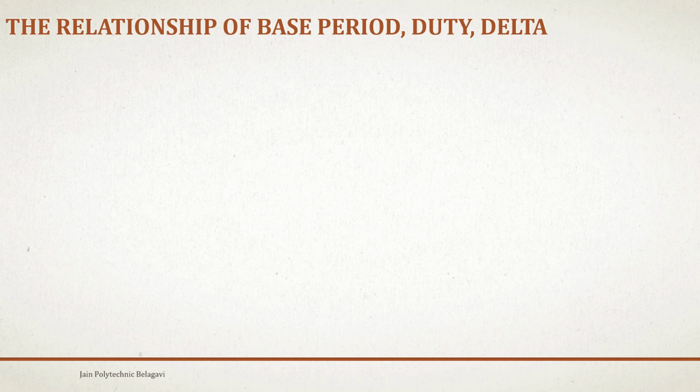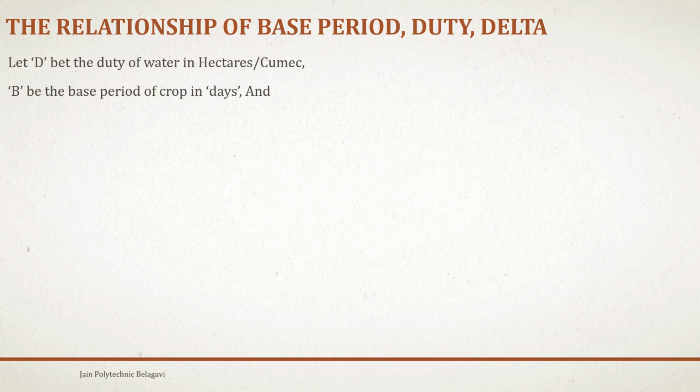Next we will understand the relationship between base period, duty and the delta. Let D be the duty of water in hectares per cumec, B be the base period of the crop in days, and delta be the delta in meters. And one more thing, 1 cumec is equal to 1 cubic meter per second, and when it comes to cusec, it is 1 cubic feet per second.